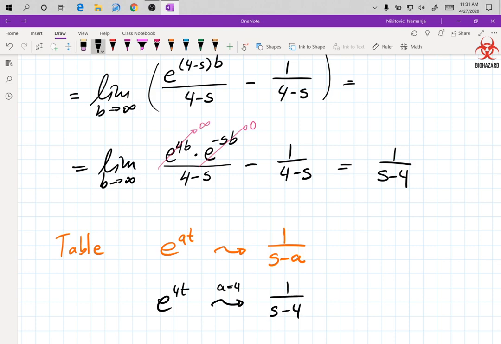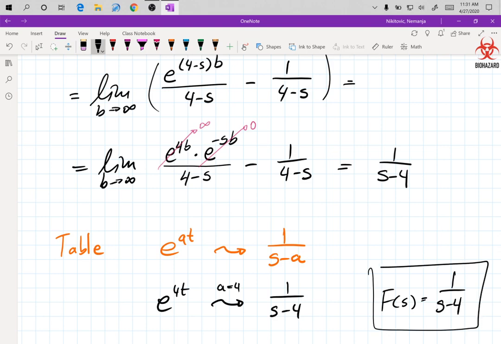This is why engineers like Laplace. You have a table of integrals, a table of transforms, and you don't have to go through the grind of calculation to get your 1 over s minus 4. You can look at the table, figure out what your a is, and just replace it, and you have your F of s, right? So F of s is equal to 1 over s minus 4. So that's why people absolutely love Laplace transforms.